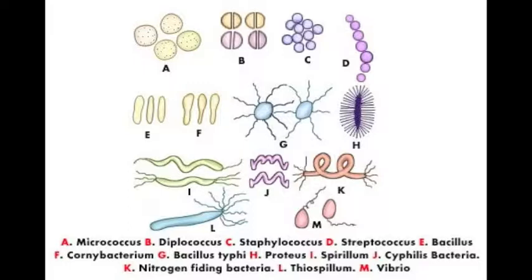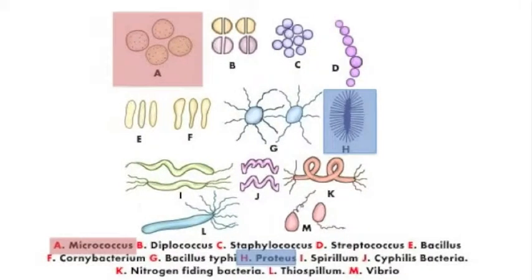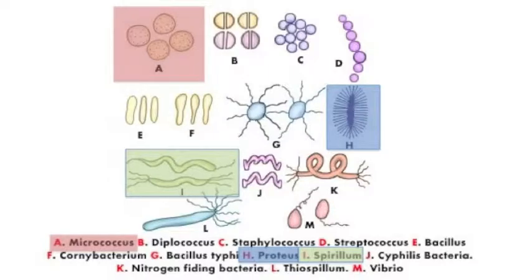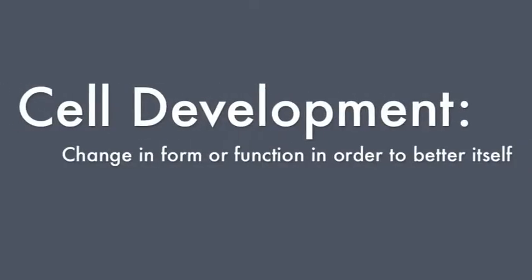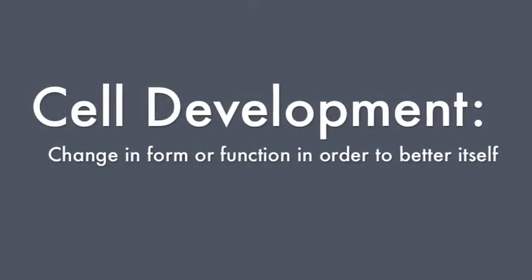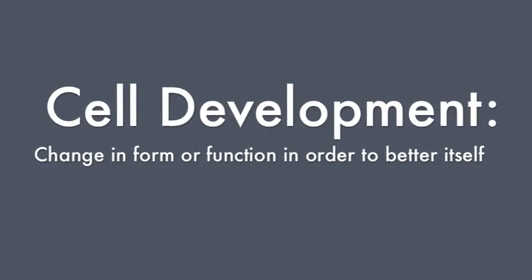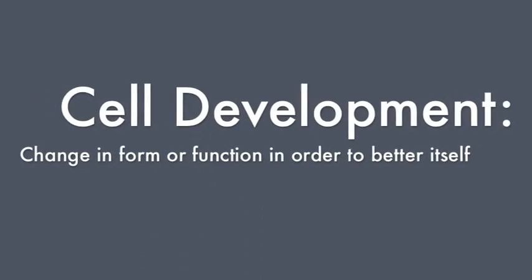Historically, bacteria have changed size, shape, and function to better adapt to their specific environments. Here we show the most common types: Micrococcus, Proteus, and Spirillum, to list a few. Well, that's cell development. Simply put, it's the change of form or function in order to better itself. We'll take the example of Caulobacter crescentus.